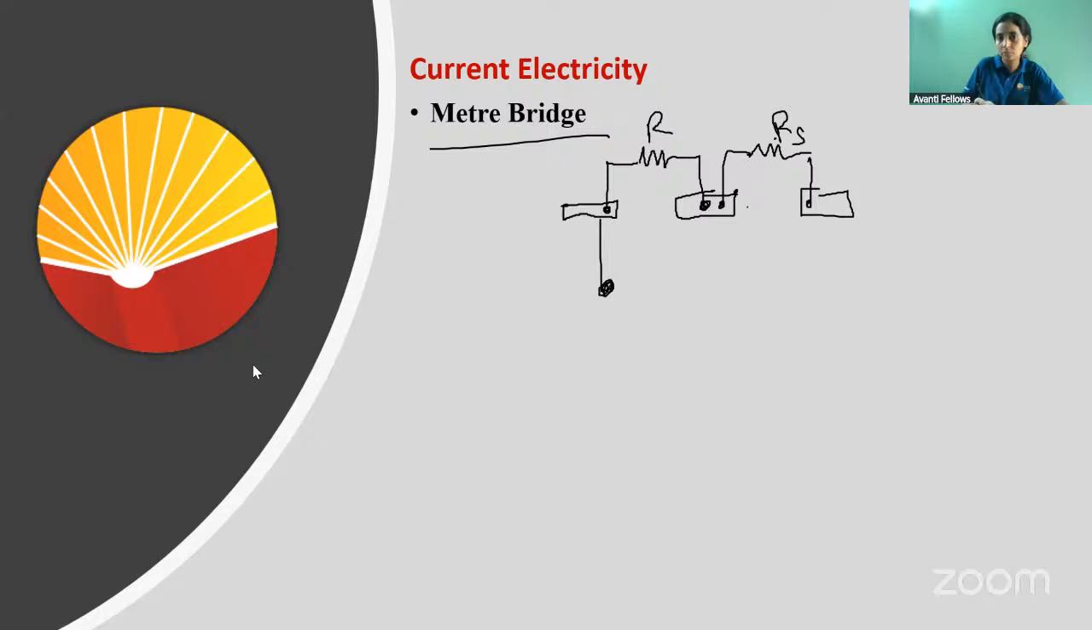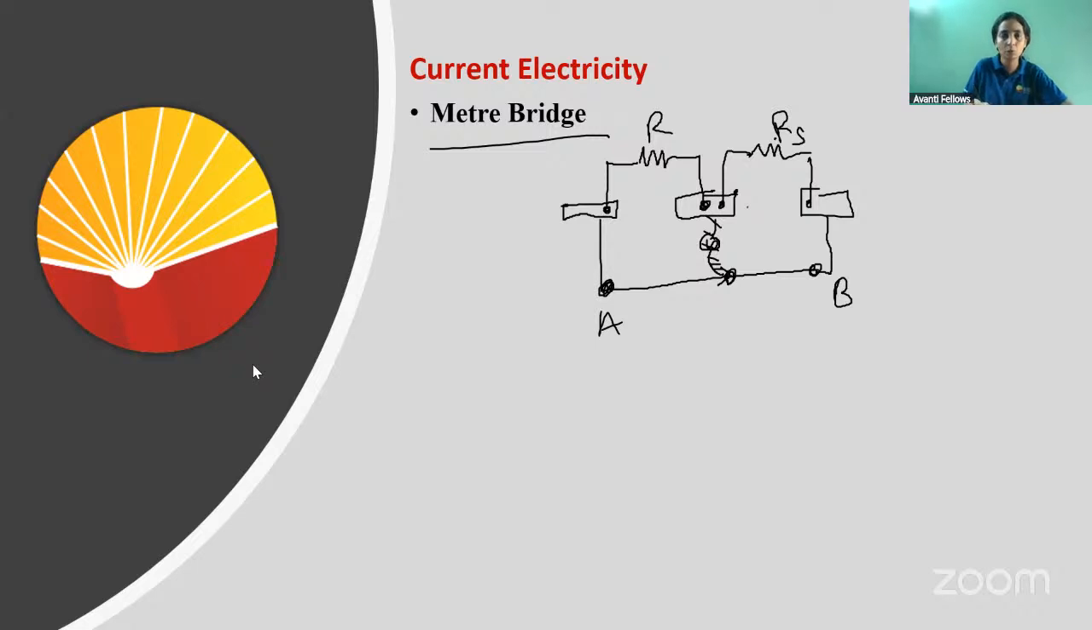Then there is a wire. Unless stated otherwise in the question, there is a 1 meter long wire. If the question says nothing about the wire, then you have to assume it is 1 meter long. Then there is a galvanometer, and then there is a jockey. To calculate the value of R, we move the jockey on this wire AB till we get a null point. Till then we will get a point where there will be no current in the galvanometer. So again, it will look like a balanced Wheatstone bridge.